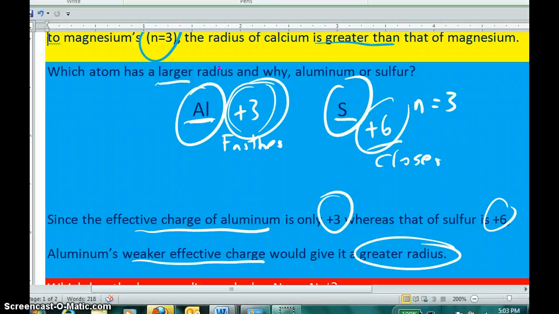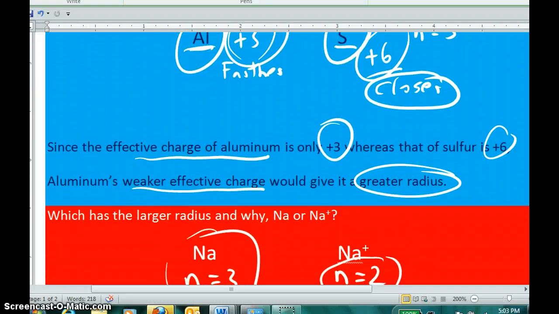When I want to compare radius in an example where effective charge is the argument, I would pick the atom with the greater effective charge as having the smaller radius, because the greater effective charge brings the electrons in the valence level closer. So instead of what was written here for the largest radius, I'd say that sulfur has the smaller radius because its effective charge is +6, and aluminum's weaker effective charge is only +3. So sulfur would clearly have the smaller radius.